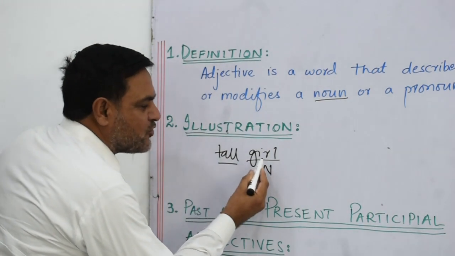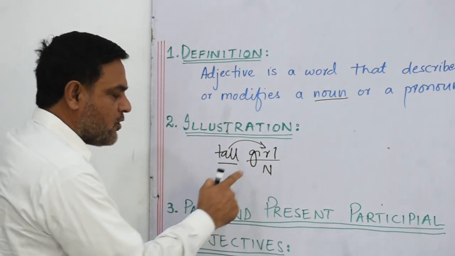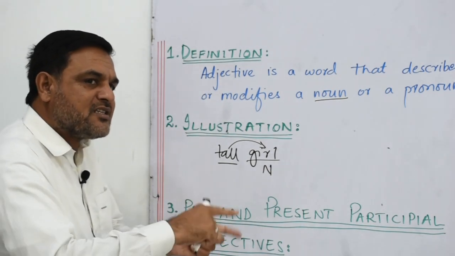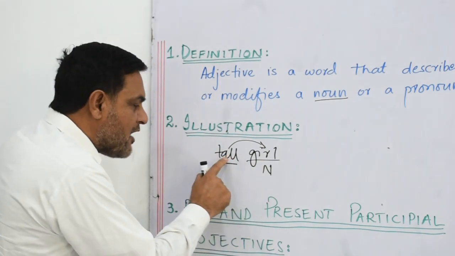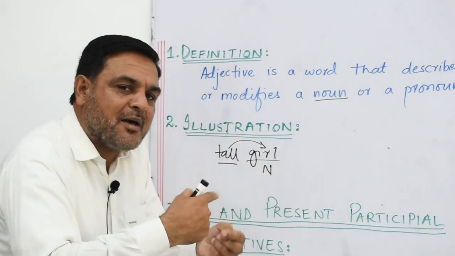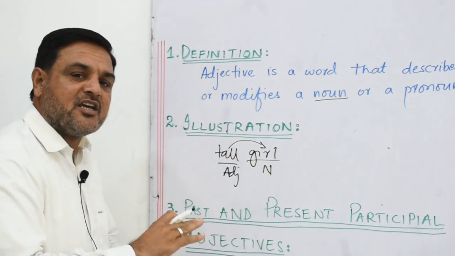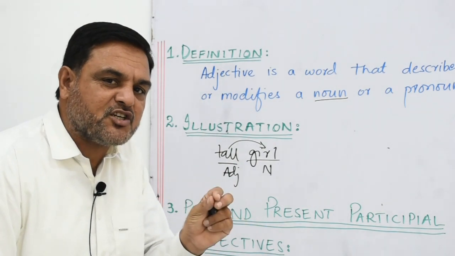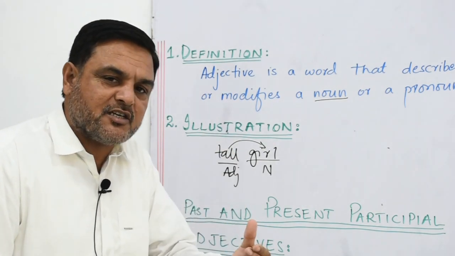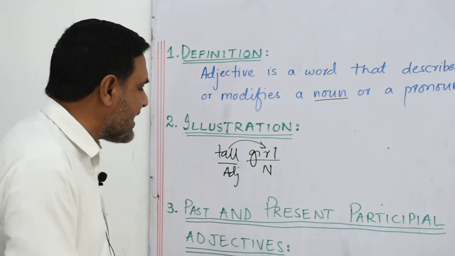Tall describes the girl. So tall says something about girl. So girl is a noun. So a word that says something about a noun is called an adjective. That is the simplest possible conceptual analysis of the function of an adjective. So keep that in mind.